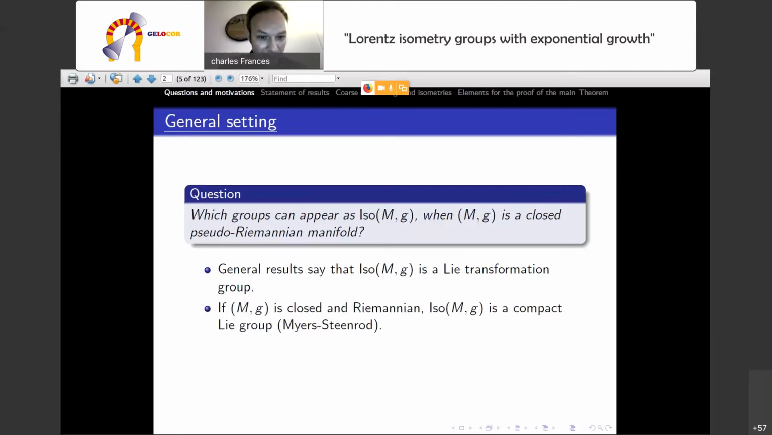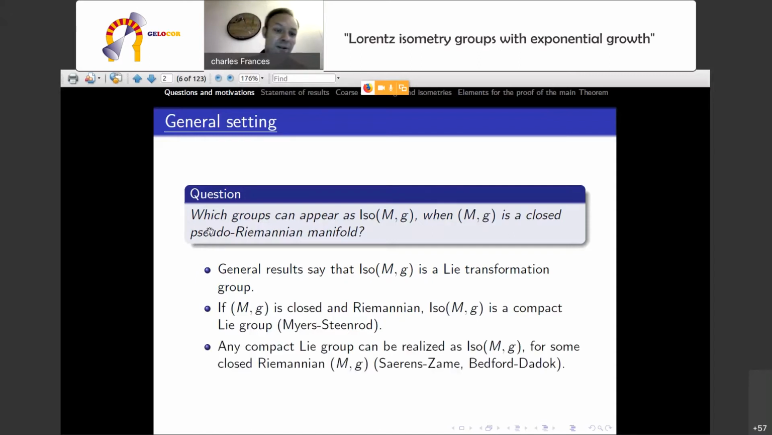And we can look at the situation of Riemannian manifolds. So by the theorem of Myers-Steenrod, we know that when the manifold is closed, this Lie group is a compact Lie group. It's an old theorem, '39, I think. And much later, actually, the converse was shown: if you take any compact group, maybe not connected, then it can be realized as the full isometry group of some closed Riemannian manifold. So in the Riemannian setting, the situation is fully understood.